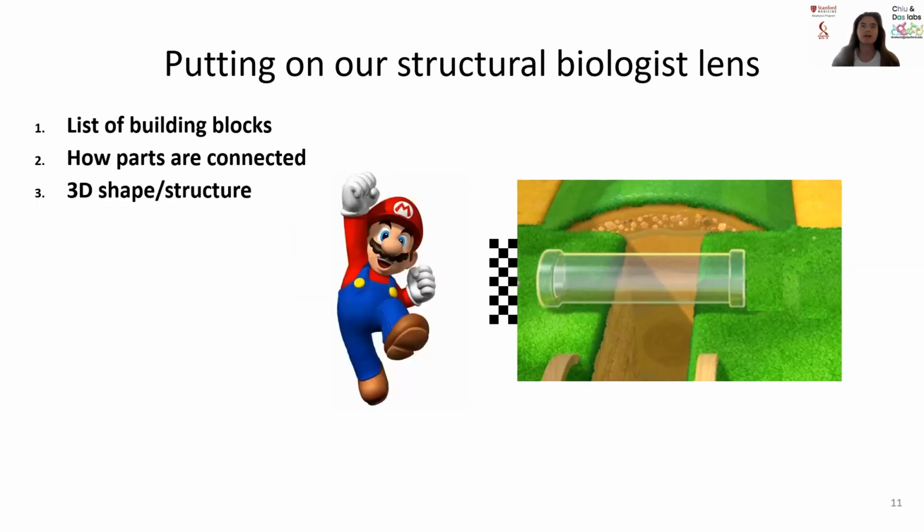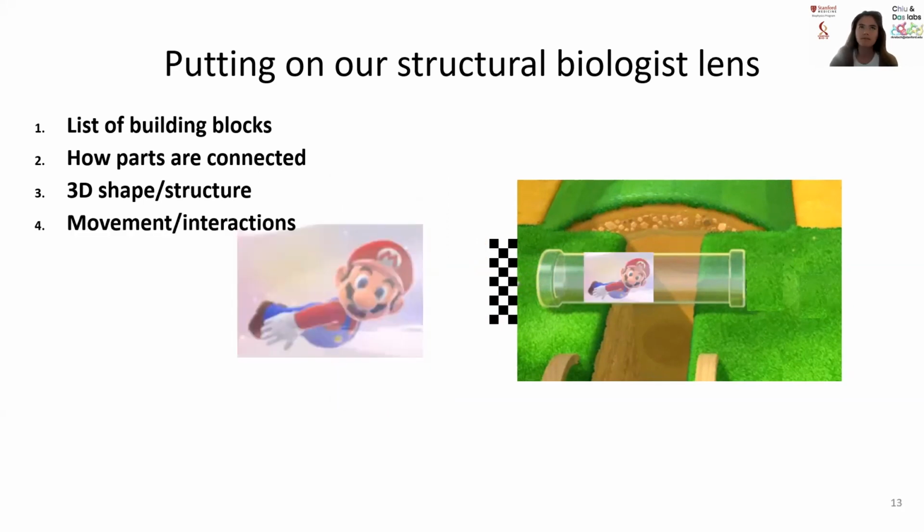Then we have 3D shape, and that's where we start to be able to ask the question, can he fit? In how it's currently shaped, he's a little too tall to fit through. But that's because we've ignored the fourth level, which is the fact that these things can move. So he can lay down, put his hands down, and then make it through the tube.